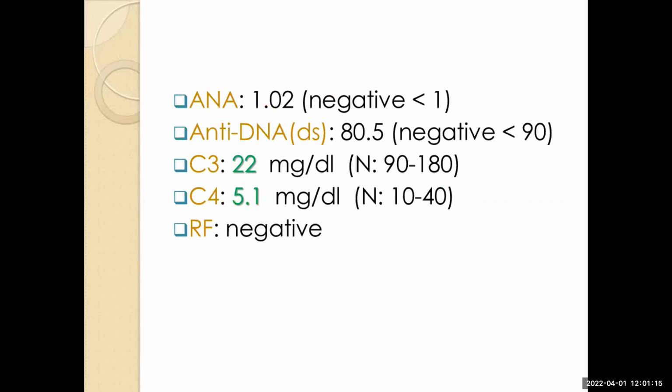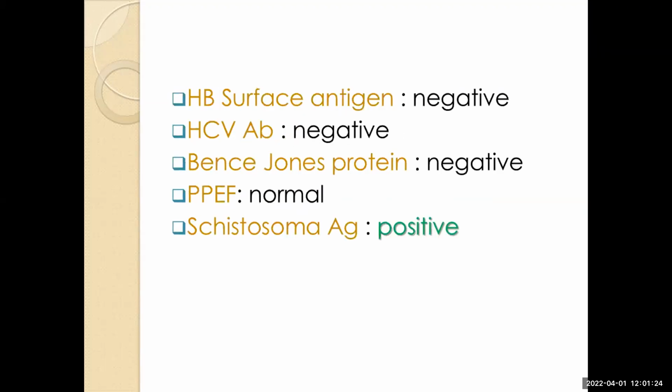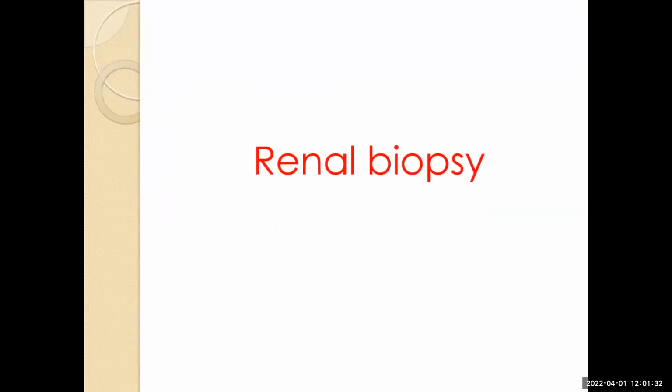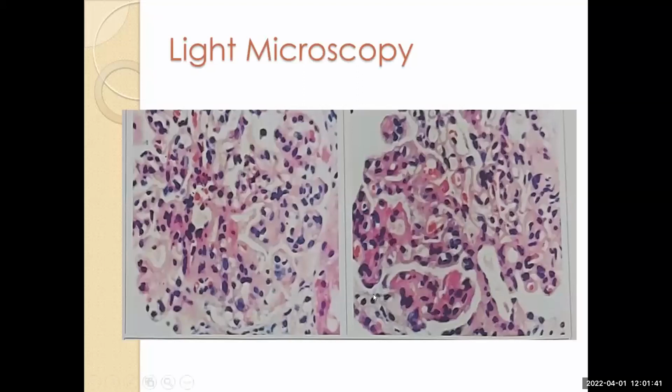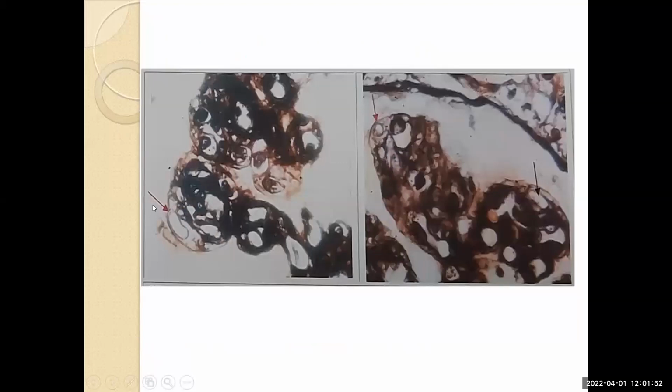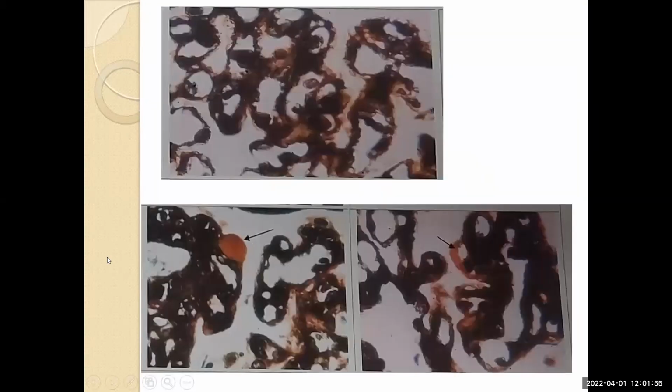ANA was equivocal, anti-double strand was negative, C3 and C4 were significantly consumed, rheumatoid factor was negative. Hepatitis B surface antigen and HCV antibody were negative, Bence Jones protein negative, plasma protein electrophoresis was normal, schistosomal antigen was positive. So renal biopsy was done, which showed 9 glomeruli per section, diffuse thickening of the basement membrane and mesangial hypercellularity, and by silver stain a double contoured appearance of the basement membrane, spike formation and immune deposits.